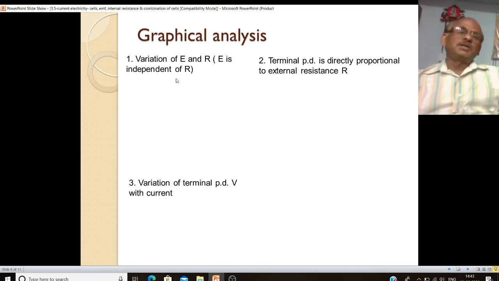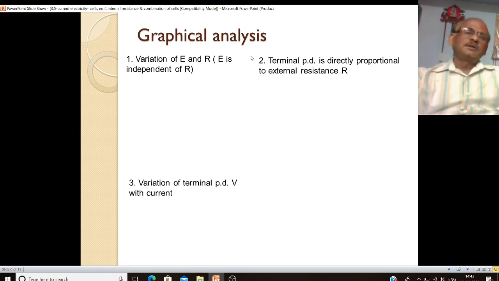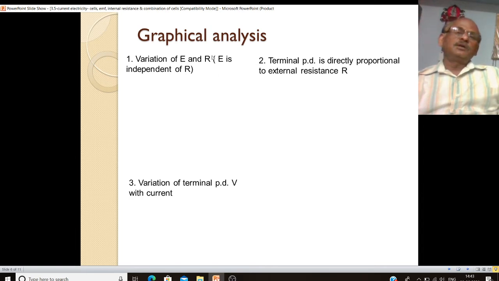Graphical interpretation, because in each year at least minimum one graph must be in our board paper. So we must analyze the graph. First, EMF and load resistance. The EMF of a cell doesn't depend on R, so its graph will be parallel to the resistance axis.